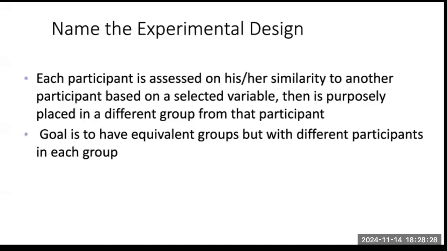Okay, each participant is assessed on his or her similarity to another participant based on a selected variable, then purposely placed in a different group from that participant. So with this, there's still random assignment that's happening, but you're making sure that the people who are similar to each other are purposely put in different groups. So what is this kind of design? Matched pair. Yeah, matched pair.